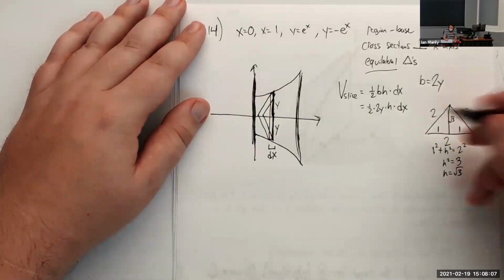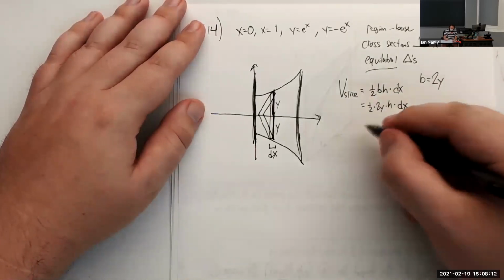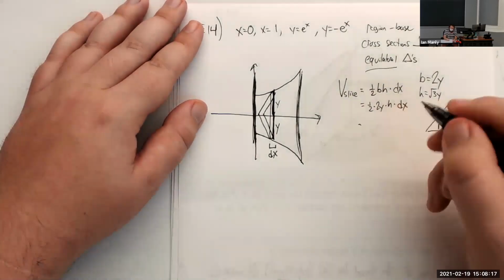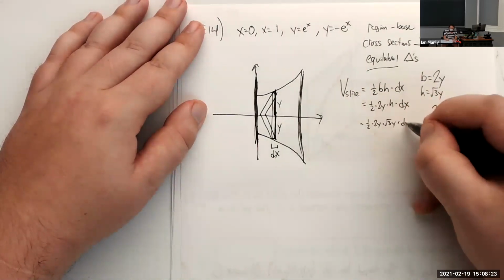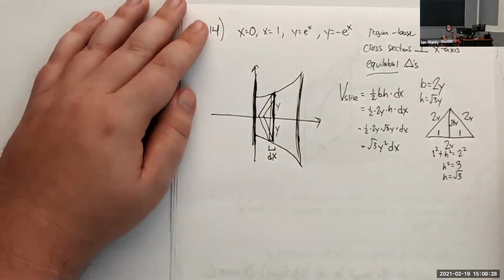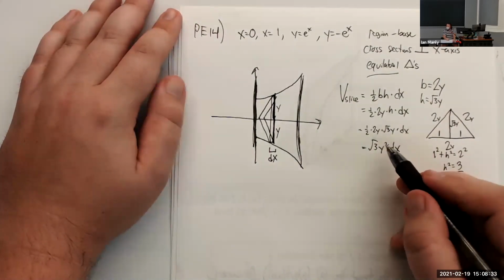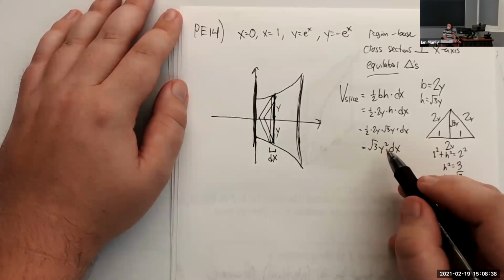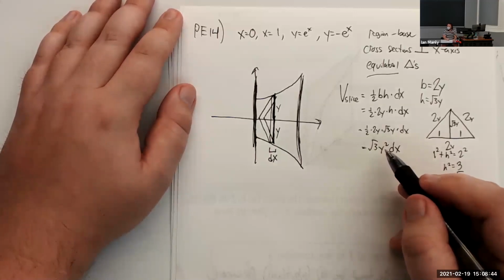All right, now that means that if all of these are 2y instead, then this will be root 3y. So our height is square root of 3 times y. All right, so far we have 1/2 times 2y times root 3y times dx, which is going to be root 3y squared dx. Now the problem is that we don't have x's in here. We have a y squared. So what's the thing we usually do about that? How are we going to fix this problem? Oh yeah, we're going to use y equals e to the x.